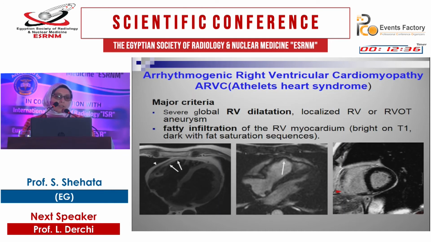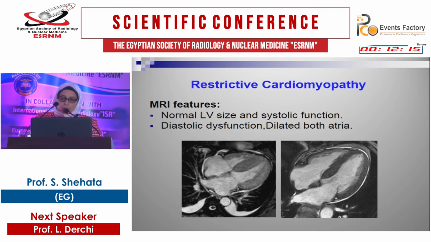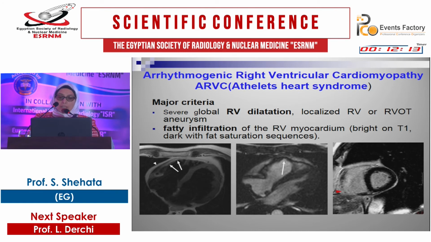Arrhythmogenic right ventricular cardiomyopathy is a rare type. It's characterized by severe global or regional right ventricular dilatation up to aneurysmal formation due to fatty or fibrofatty infiltration of the right ventricular myocardium. On the T1 image, the fatty infiltration appears with bright signal, and here is the aneurysmal dilatation of the right ventricular wall. Here shows the enhancement of the right ventricle denoting fibrotic infiltration.